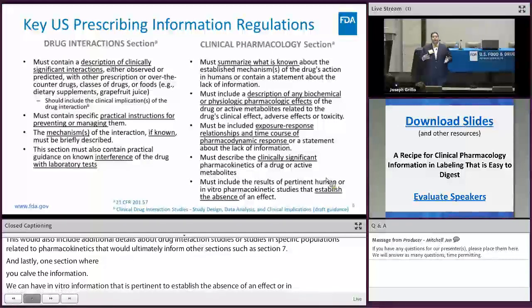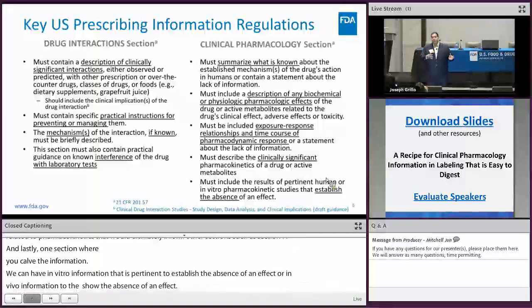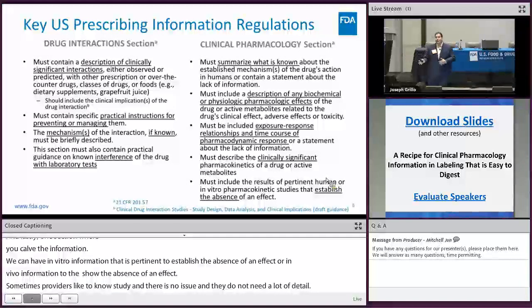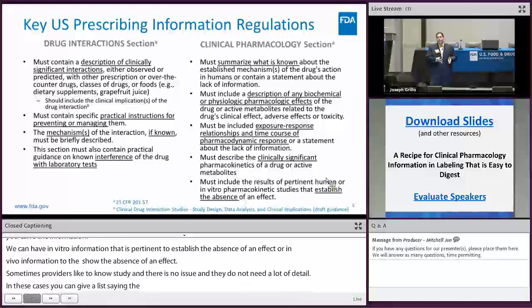So that's why if you look at our section 12 guidance, we say in these cases, you could just give a list saying drug X, Y, and Z were studied, no clinically significant drug interactions were found with those. And that's where you would put it in section 12 versus section 7, where we have clinically significant drug interactions. There are some rare cases where you could put negative information like that in section 7, but for the most part, we try not to.